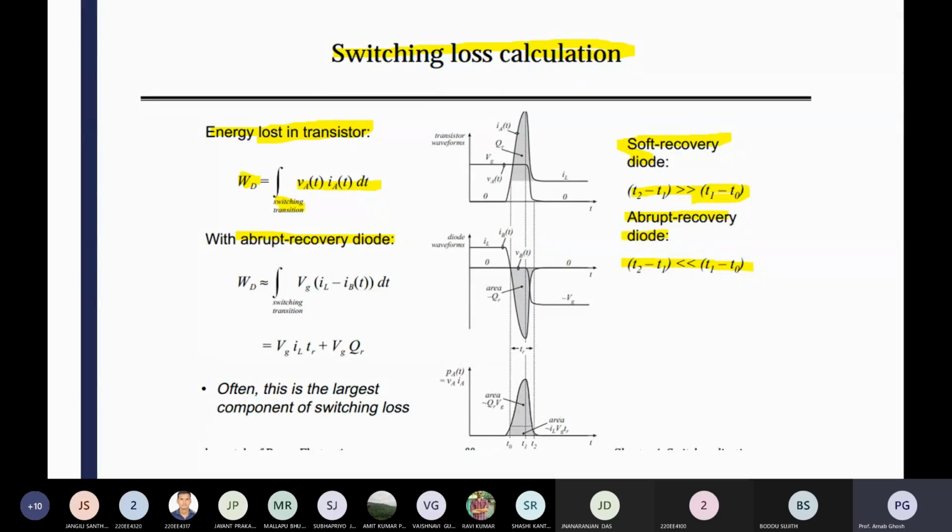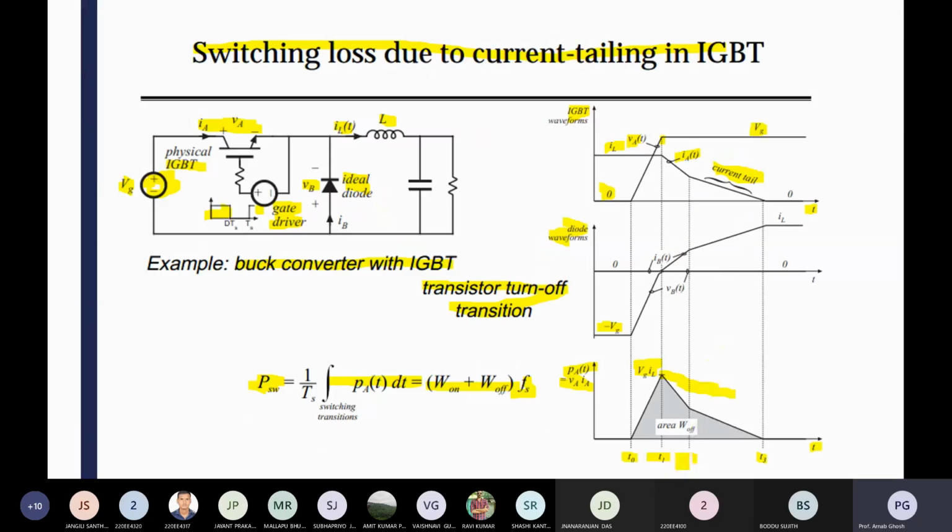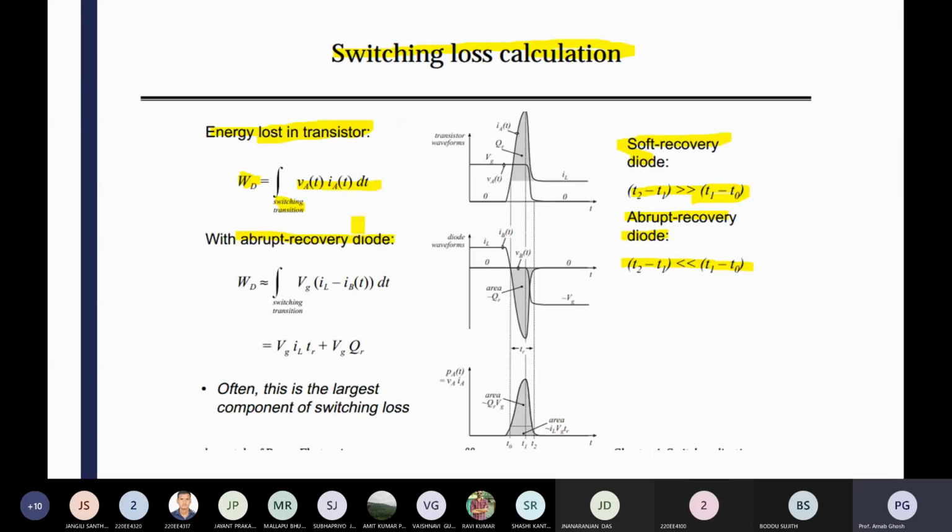So with the abrupt recovery time, VD equals VG within brackets (IL minus IRR) into dt. So it is an integration. Finally, you get the switching transitions, and what is that expression? VG times IL times TR plus VG times QR. So you calculate all of them and get that kind of expression.